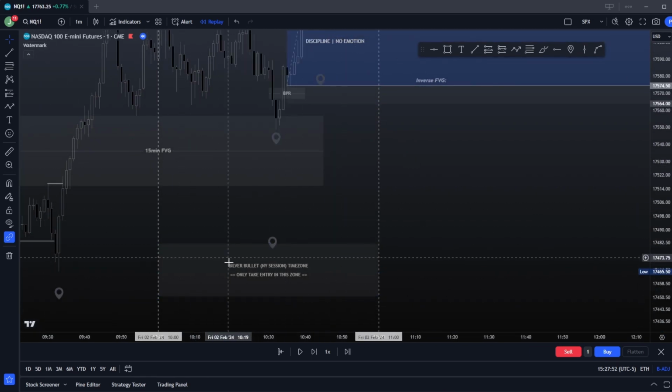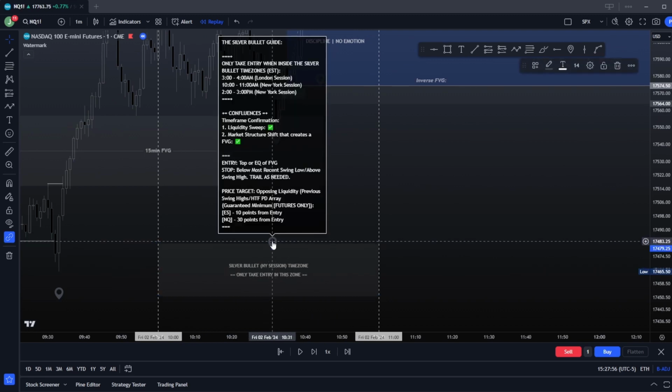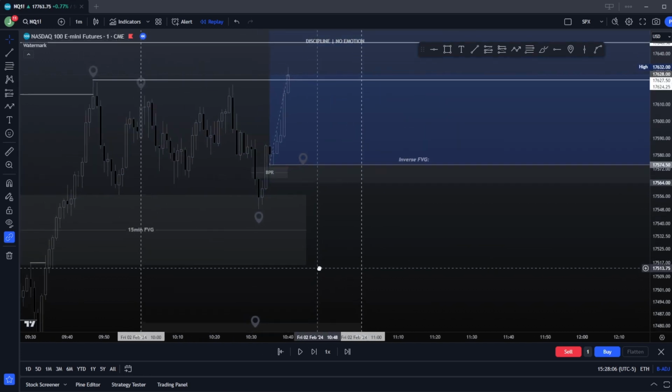You don't have to worry about if silver bullet doesn't happen. What if it doesn't happen? Well, then you don't enter. Because if it doesn't happen, that means these confluences don't happen. If these confluences don't happen, then you don't enter. It's just as simple as that. So you don't have to stress about it. It's a great setup.